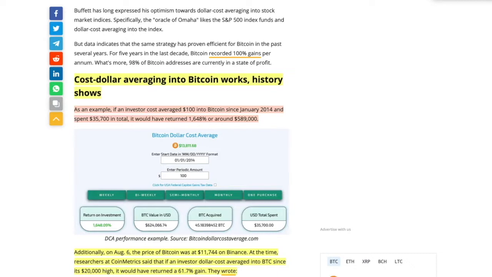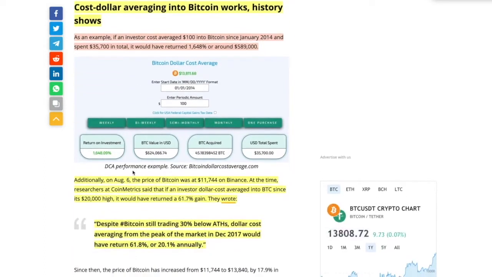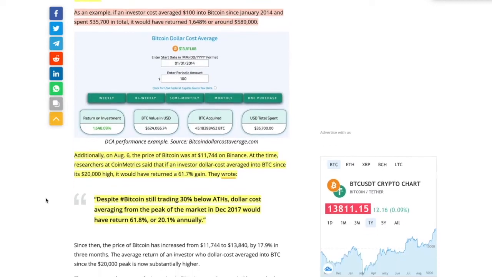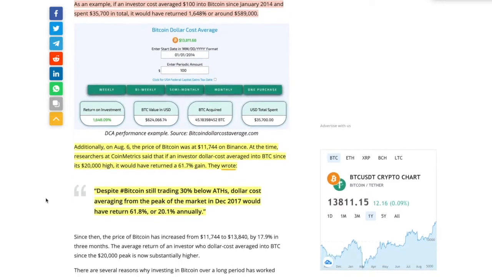But here's the question. What about after that big parabolic run? So on August 6th, the price of Bitcoin was at 11.7 on Binance. At the time, researchers at Coinmetrics said that if an investor dollar cost averaged into Bitcoin since its 20,000 high, it would have returned a 61% gain. They stated, despite Bitcoin still trading 30% below all-time highs, dollar cost averaging from the peak of its market, which is around 20 grand, would have still returned 61% or 20% annually.